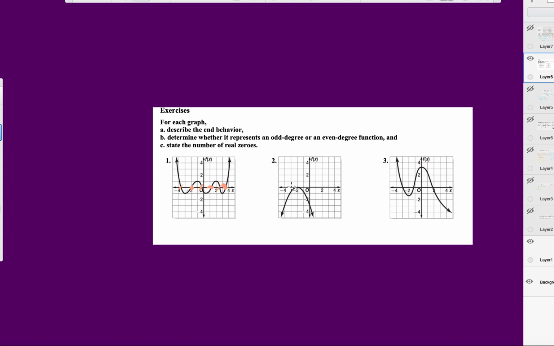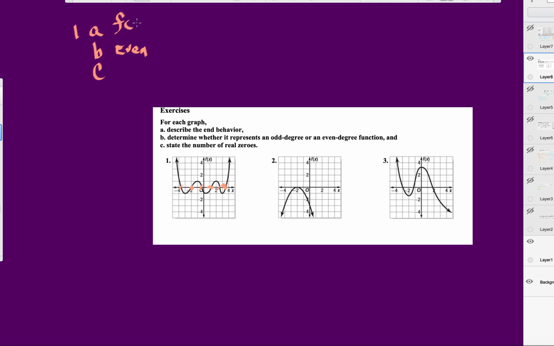But let's go ahead and look at number 1. Number 1, I know for a fact whether it's odd or even because I can look at the ends. If the ends are pointing in the same direction, then number 1, and we're going to do A, B, and C, right? So number 1b, we know that it's even. But describe the end behavior. The end behavior is kind of cool.